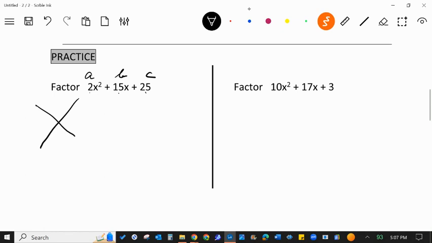Okay, so 2 times 25 is 50. The 15 here, I need to add to that, and I need to multiply to 50. So I need to think of the numbers that make up 50. I have 50 and 1, 25 and 2, 5 and 10, or 10 and 5. Aha, it looks like that's it. 5 times 10 is 50. 5 plus 10 is 15. I'll do a 5 and a 10. So over here now, I am going to do 2x squared plus 5x plus 10x plus 25.